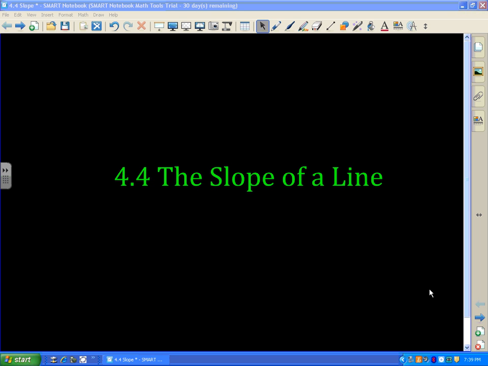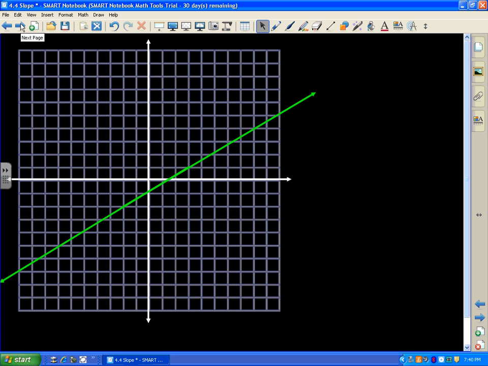All right, the section we're doing right now is 4.4, calculating the slope of a line. For instance, if we have this green line here, and we want to look at the graph and calculate the slope, we can do that by looking on the grid and finding 2 points where it intersects the grid lines. There's 1 point, and here would be another point.